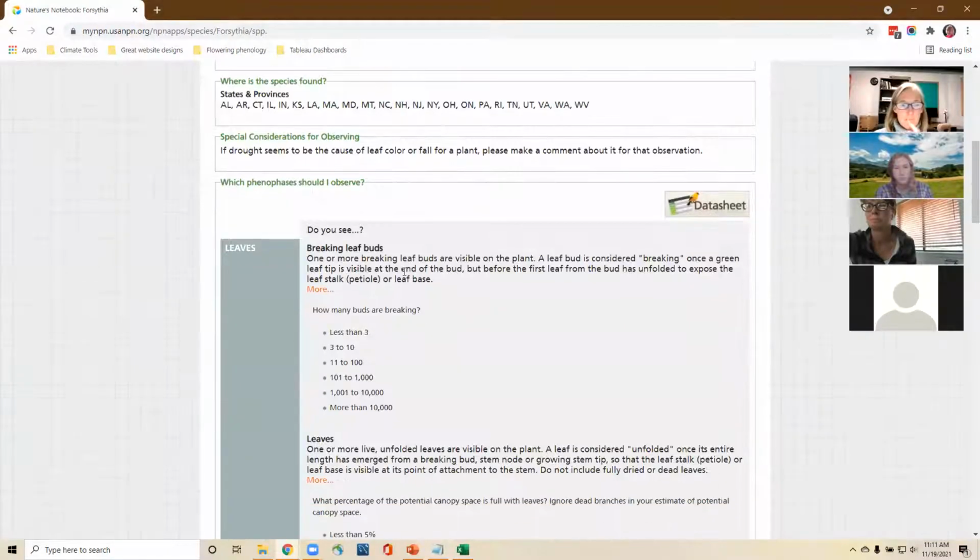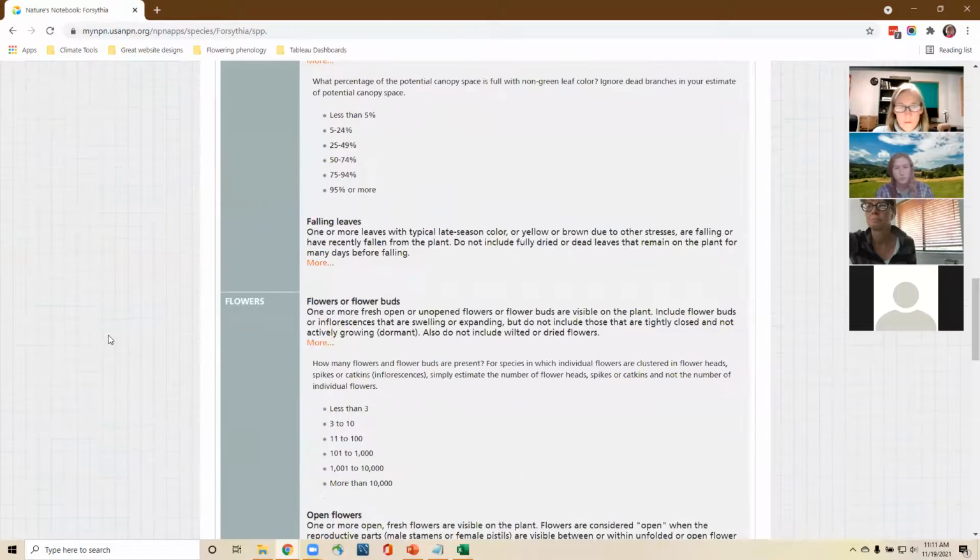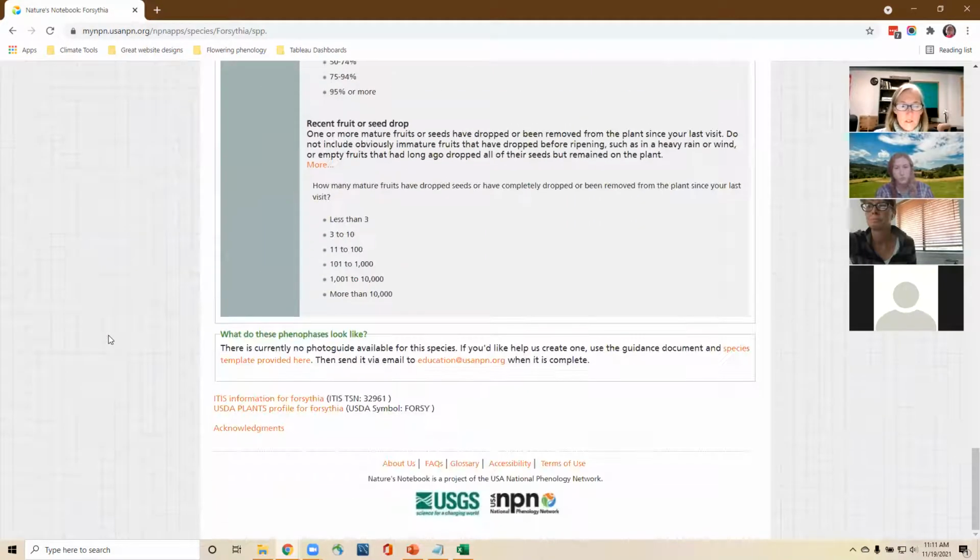Then it goes into the different phenophases that we have on the data sheet, as well as the phenophase definition. Hopefully you all know about these. There's pretty explicit reasoning behind each question and all the things that you need to know about the plant to answer that question, as well as the intensity categories. And then there's a little bit more information at the bottom. You can always look at these different resources about the plant too. Sometimes there are photographs and things like that here.